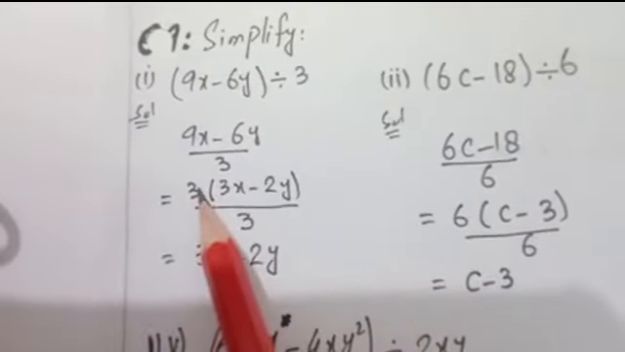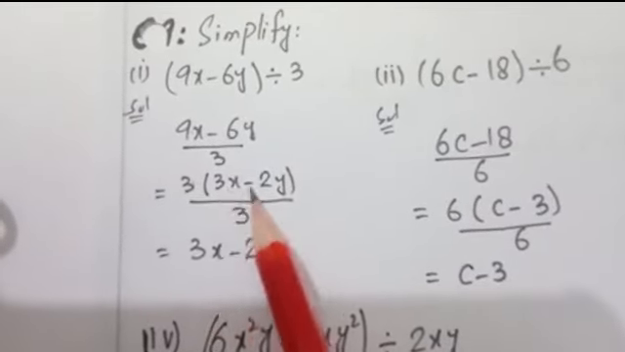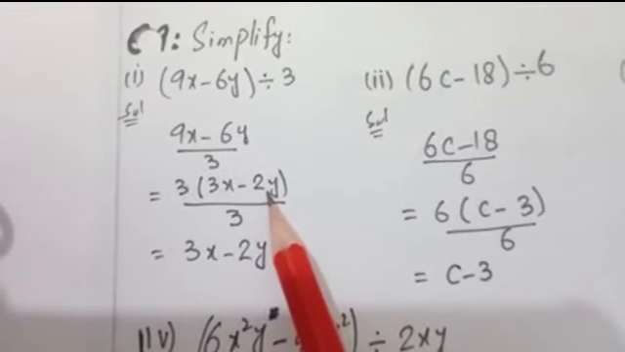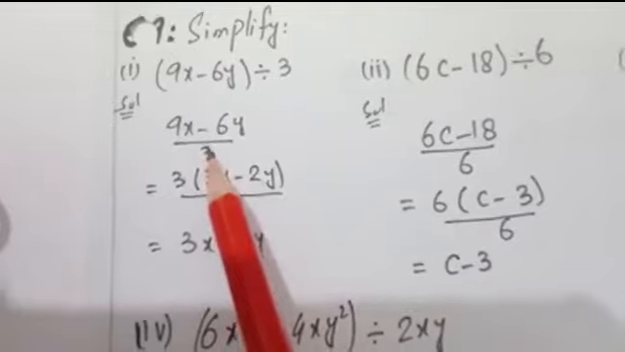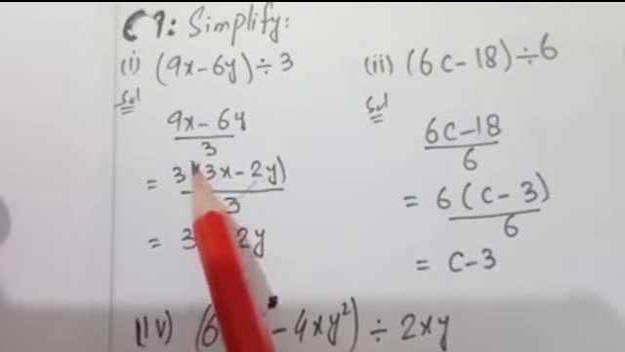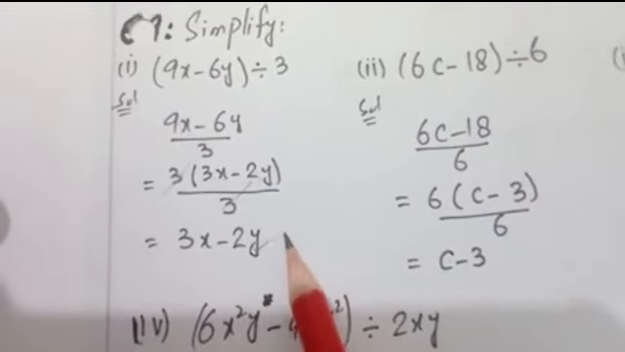So take 3 common. We are left with, 3 3s are 9, so here will be 3x, minus 3 2s are 6, so there will be minus 2y, divided by this 3 as it is here. Now this 3 will be cancelled by this 3. So we are left with 3x minus 2y. That is the required answer.